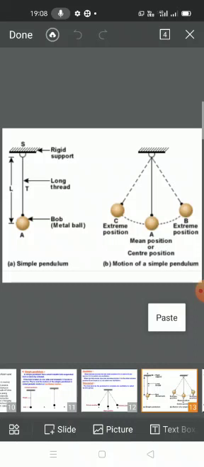Let's talk about the oscillation of the simple pendulum. The oscillation is one complete to and fro motion of the bob from its mean position. To and fro motion from its mean position means A to C, C to B, and again B to A. When the bob covers all the extreme positions from its mean position and returns, that is known as one oscillation.